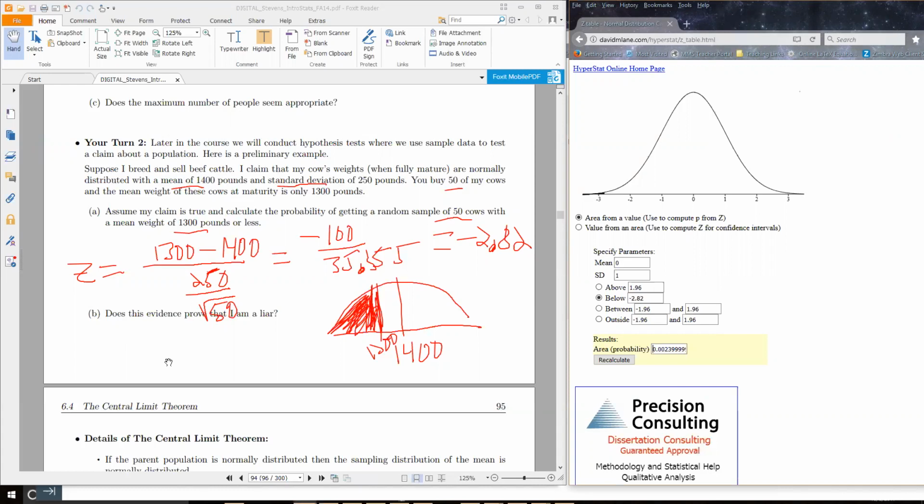Okay, now I wanted to show you this one. That's using z-scores, and you mentioned using the formulas. That's the formula. But with applets, you can also do this right here. I'm going to type in 1,400. What if I don't calculate the z-score? Now I know the standard deviation for the sampling distribution is 35.355. And I want to go below 1,300 pounds now.